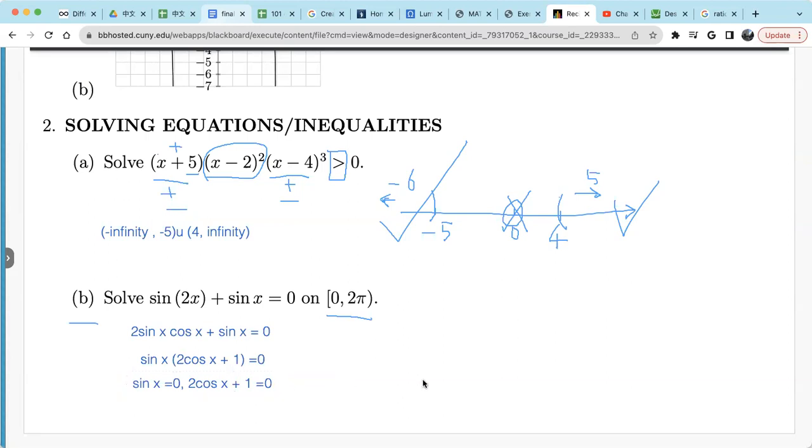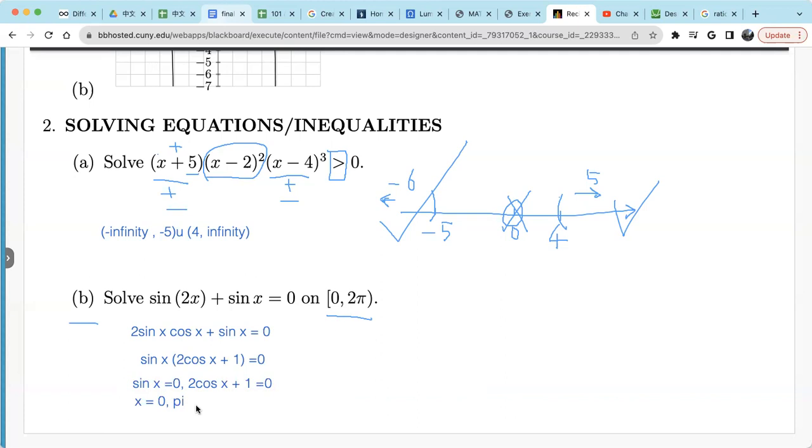So let's solve those two equations. When do we get sine x to be 0? What does the angle have to be? First, the angle is 0, right? If the angle is 0, sine 0 equals 0. Then in the interval from 0 to 2 pi, we also see pi. So we have two solutions for sine x: 0 and pi. I don't have the letter pi, so I'm using the word pi.